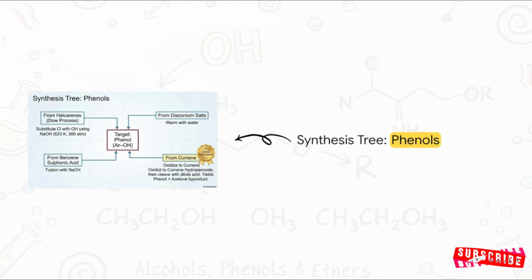It starts with cumene, you oxidize it into cumene hydroperoxide, and then cleave it with a dilute acid. The beautiful thing here is that not only do you get your target phenol, but you also conveniently churn out acetone as a super valuable byproduct. Examiners absolutely love this specific dual yield reaction, so definitely star this one in your notes.